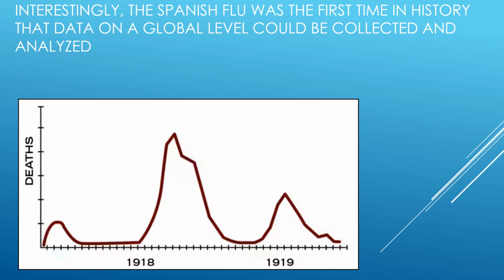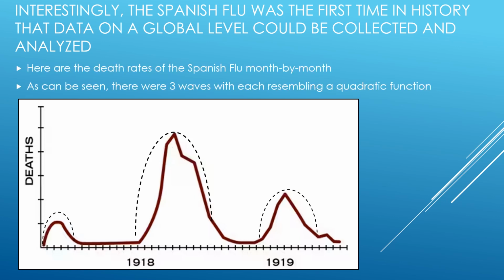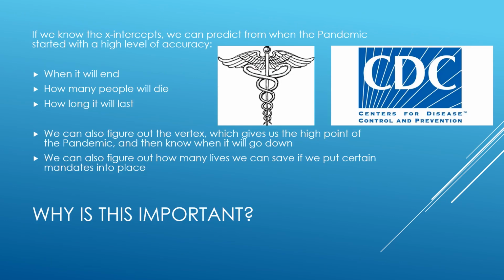If we know the y-intercepts, we know when it's going to start, when it's going to end, and how severe it's going to be. We can also use the vertex to see what the high point of the disease will be, and when it's going to start descending. We also know if we can alleviate at any certain point how many lives we can save.